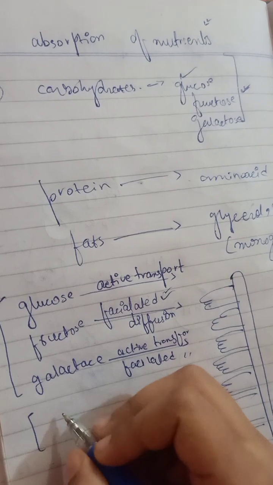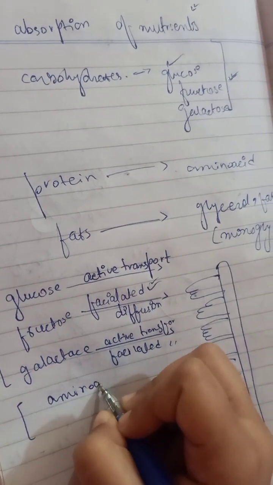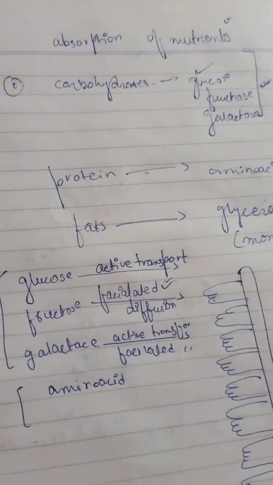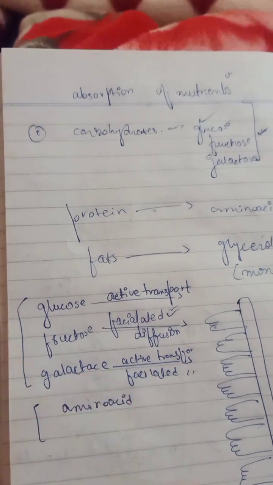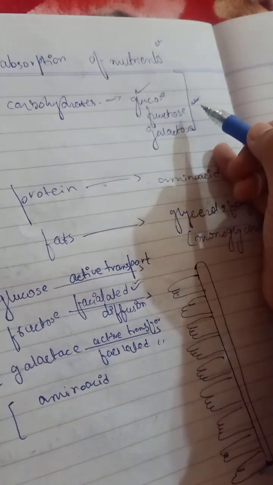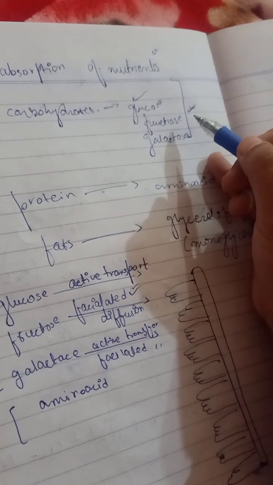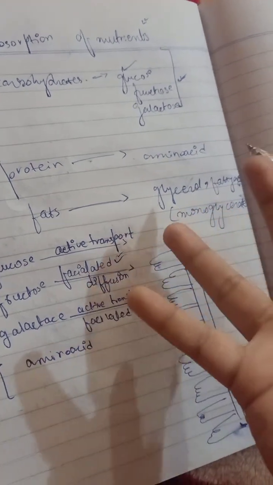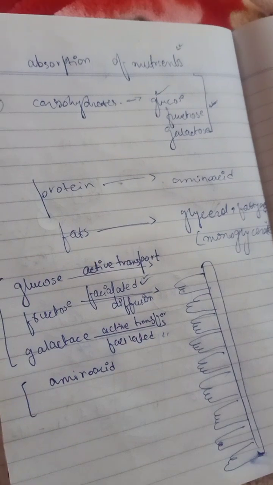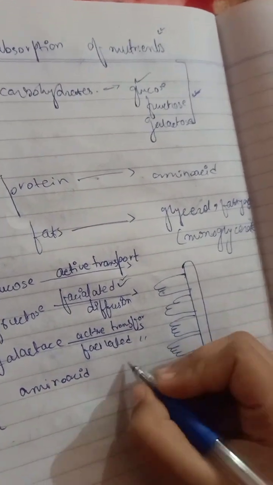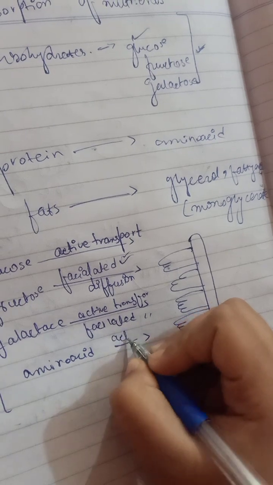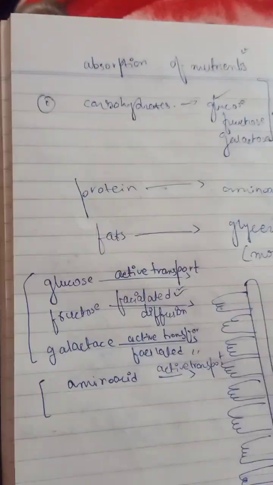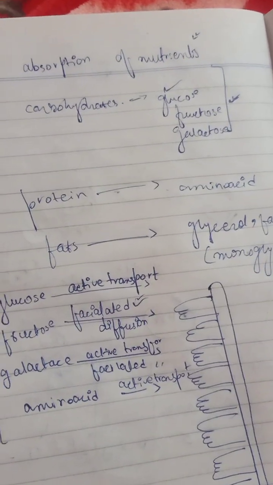If we talk about protein, in which amino acids are there, these are the monosaccharides and these are the polysaccharides. Polysaccharides cannot be absorbed because they are macromolecules. The micromolecules can easily be absorbed, so that's why we have taken the micromolecules here. If we talk about amino acids, they also get absorbed by active transport.